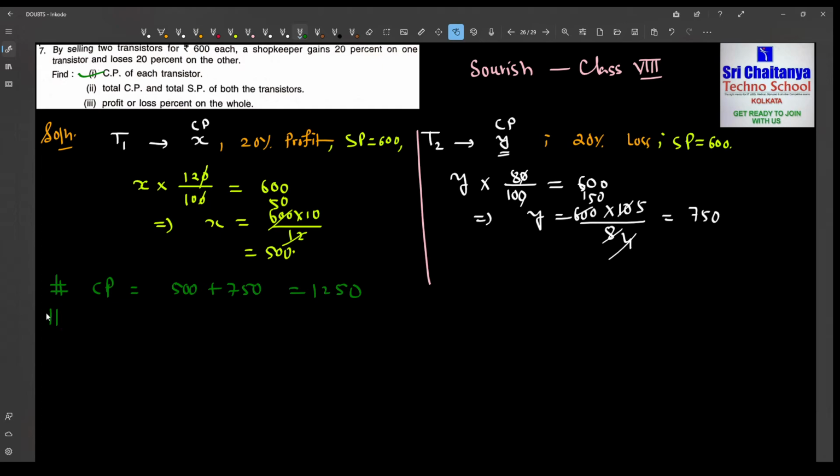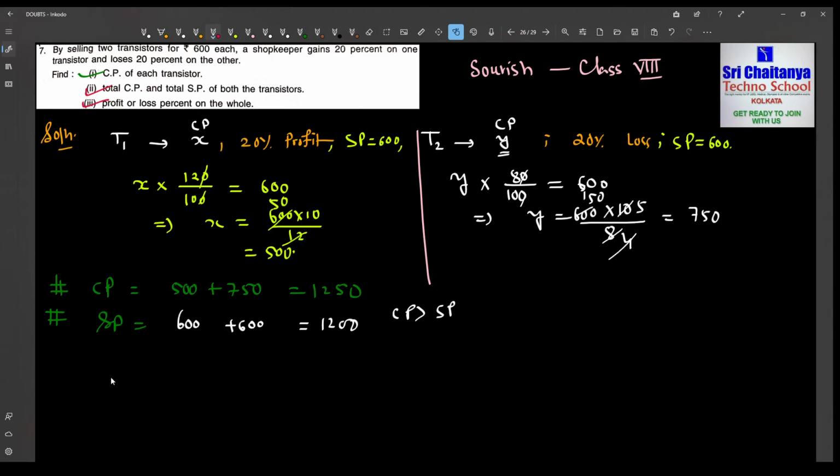And total SP we want to calculate. Total SP is equal to 600 for the first transistor, 600 for the second transistor, total is 1200. So you notice that your CP is greater than SP. That means we are suffering from a loss. So now the second question is completed.